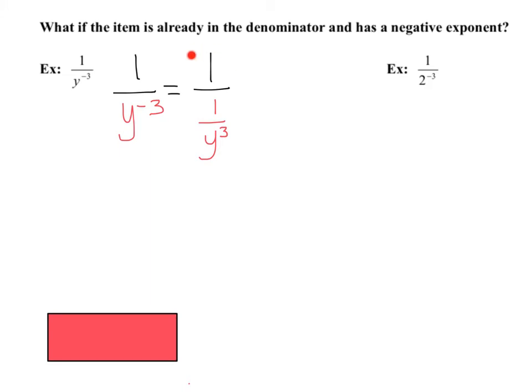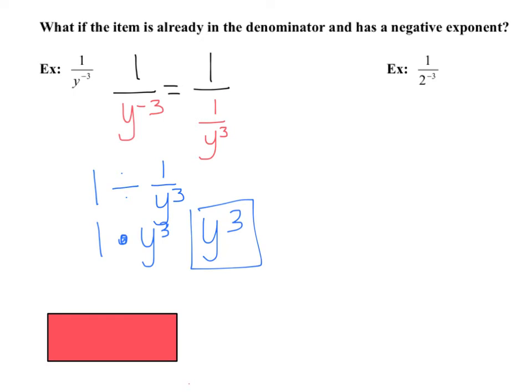Now, if I read this out loud, what this is saying is 1 divided by 1 over y to the third. So I'm dividing a number by a fraction. And the way that I divide fractions is I multiply by the reciprocal. The reciprocal of 1 over y to the third is just y to the third. And so then I'd end up with y to the third as my answer, because y to the third times 1 would be y to the third.